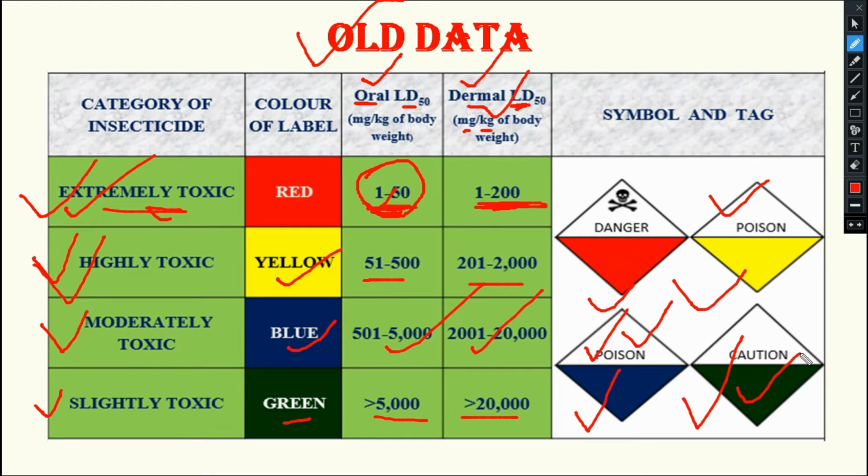One more thing you have to remember here: in case of extremely toxic, one skull mark will be there and danger will be written. In case of highly toxic, yellow color and poison will be written. Moderately toxic, that is blue color, poison will be written. Slightly toxic, that is green in color, and caution will be written over the marks. Okay, so I hope you understood the older data. Now coming to the new data.